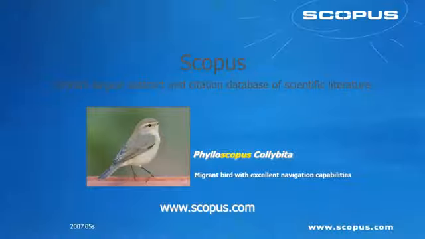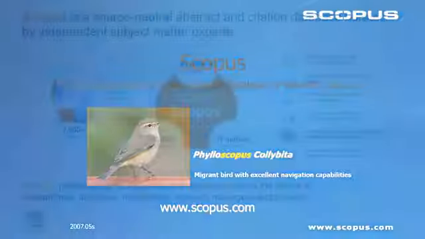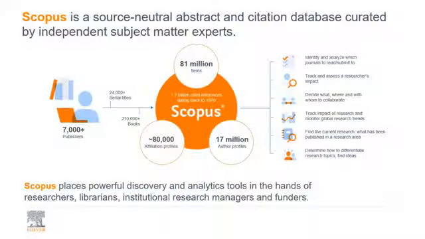So let's take a look at a little bit of numbers. Scopus is a source neutral abstract and citation database, which is curated by independent subject matter experts. It covers 81 million items, including records from journals, books and book series, conference proceedings, and trade publication, across 17 million author profiles and 80,000 institutional profiles.